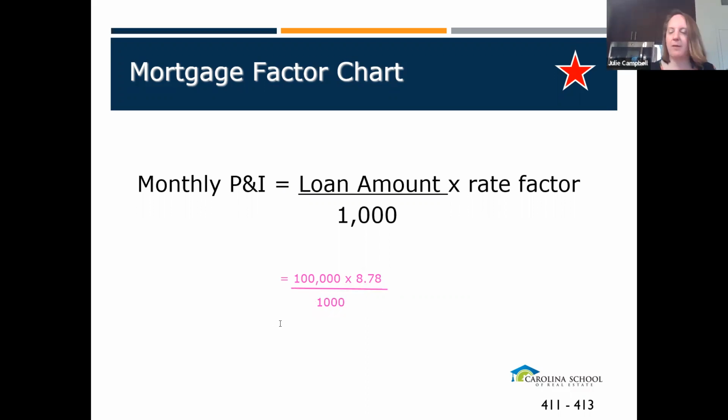So it's just 3 quick steps. You take 100,000 times 8.78. You get 878,000. And then just divide by 1,000. So what is this person's monthly P&I payment? What is their projected payment using the rate factor? It's going to be $878. Again, please note the word monthly.